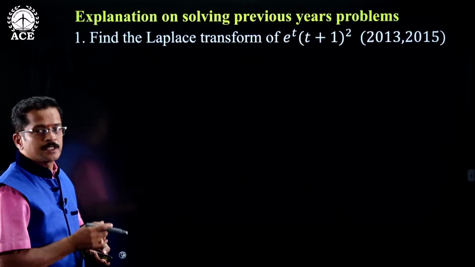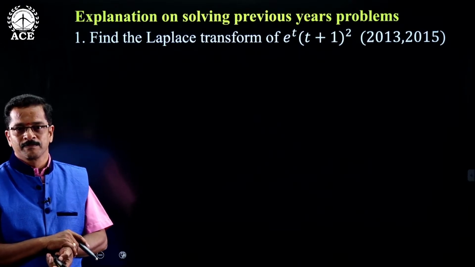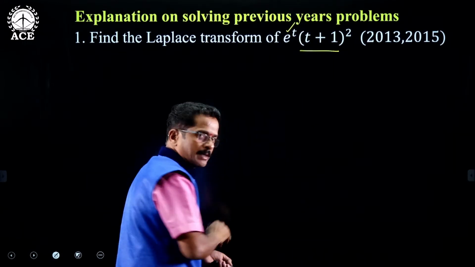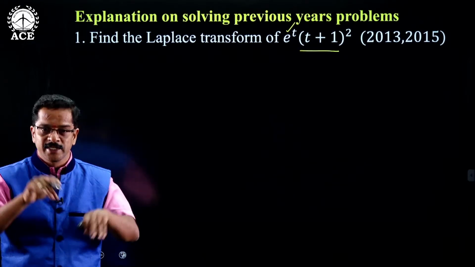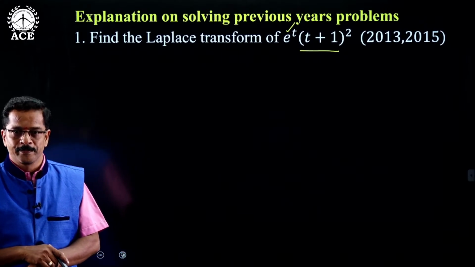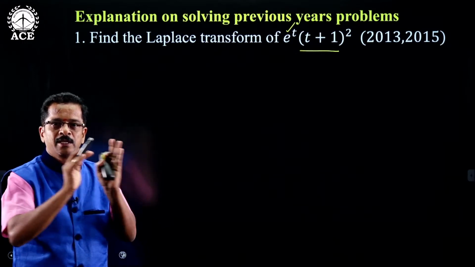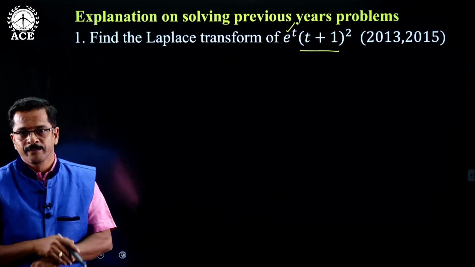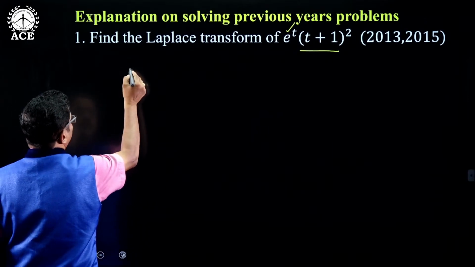Then see the problem here: e power t into t plus 1 whole square. So t plus 1 whole square is with an exponential function. Then you should get an idea that it's an application of the shifting theorem. If the function is with an exponential, whose Laplace transform is required, it is an application of the shifting theorem. Okay? So now I am doing that.